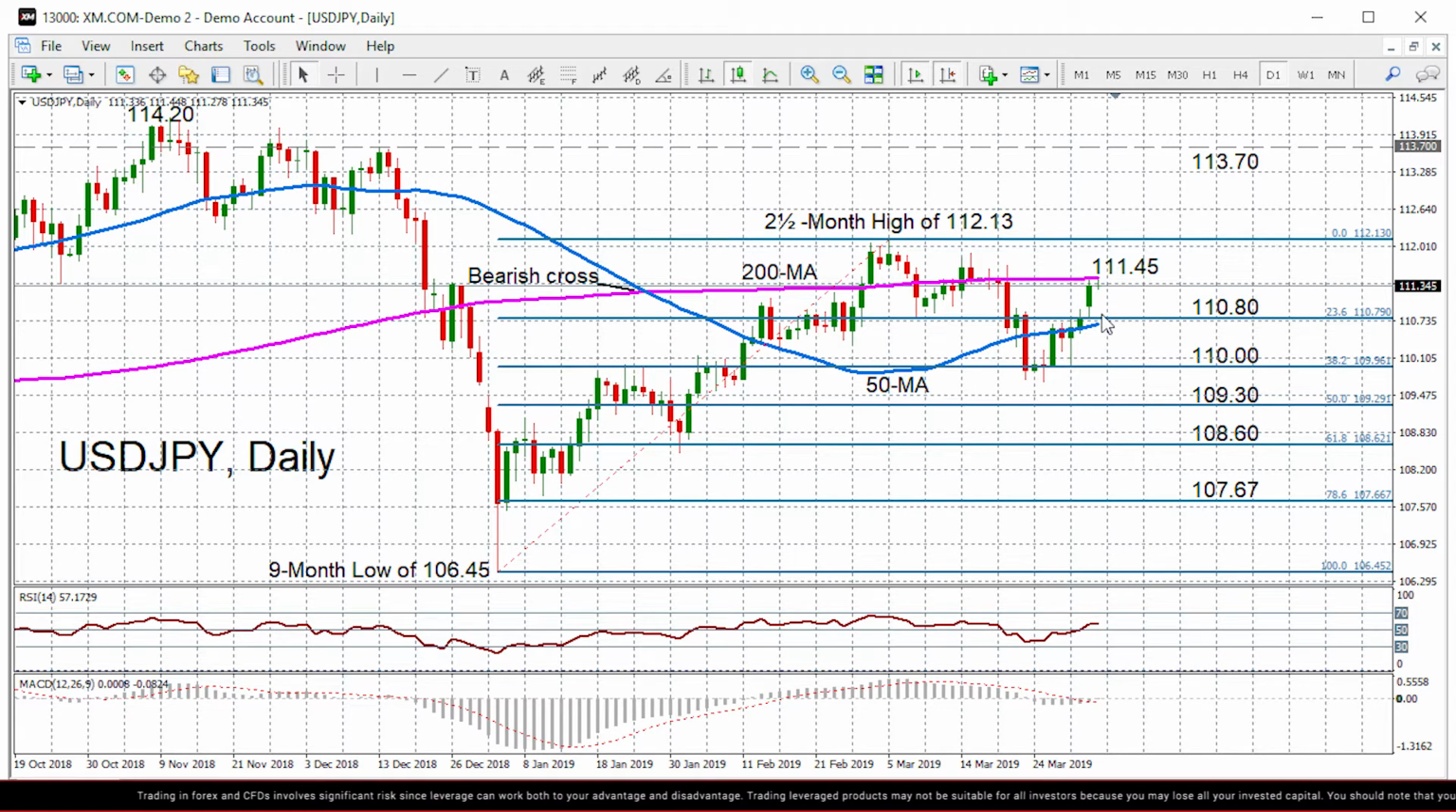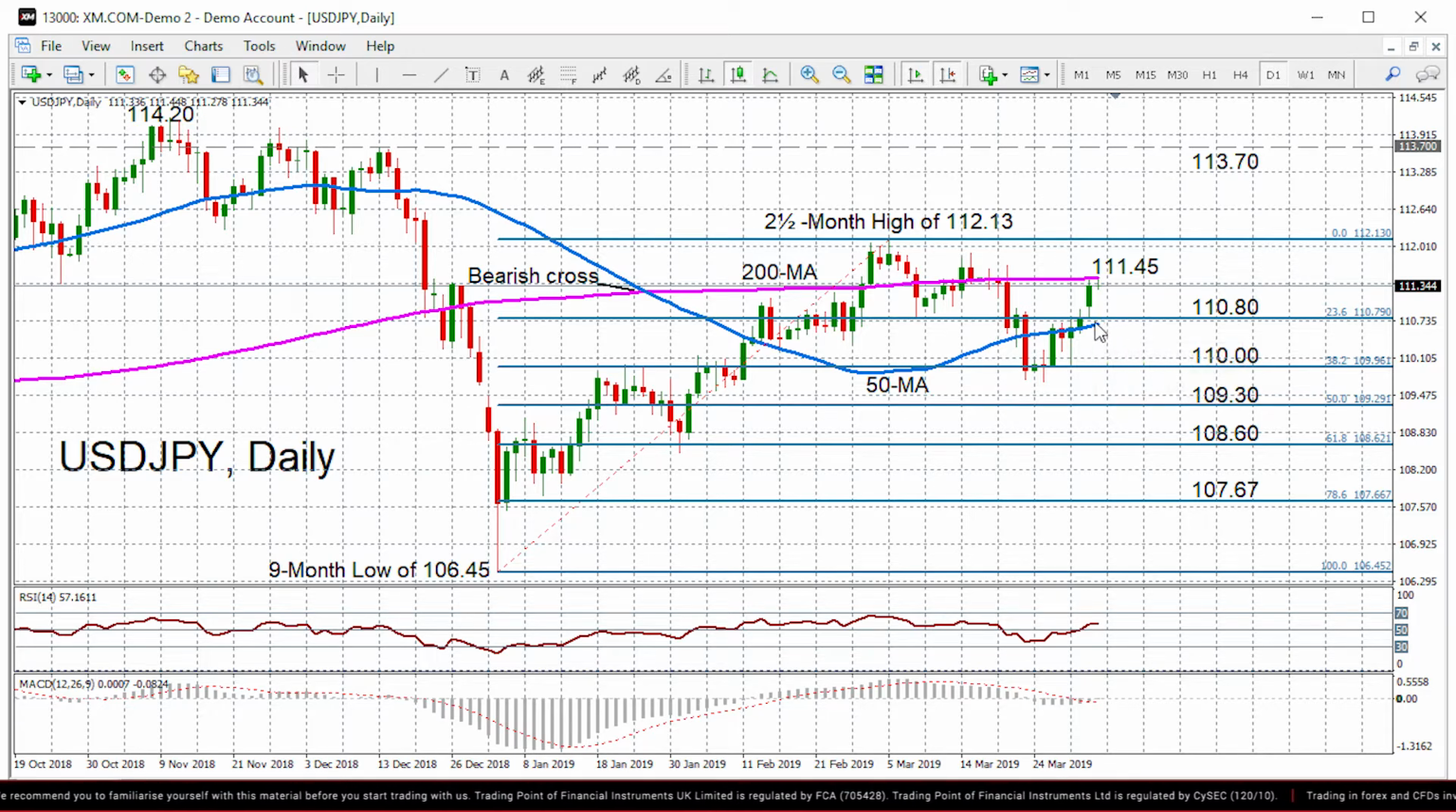And that flatlining can be explained by the fact that prices have met strong resistance at the 200-day moving average around 111.45. If that resistance level holds, we're likely to see prices reversing lower with strong support coming from the 23.6% Fibonacci level of the retracement of the up leg from 106.45 to 112.13. So that's around 110.80. That level is also significant because it is near the 50-day moving average.